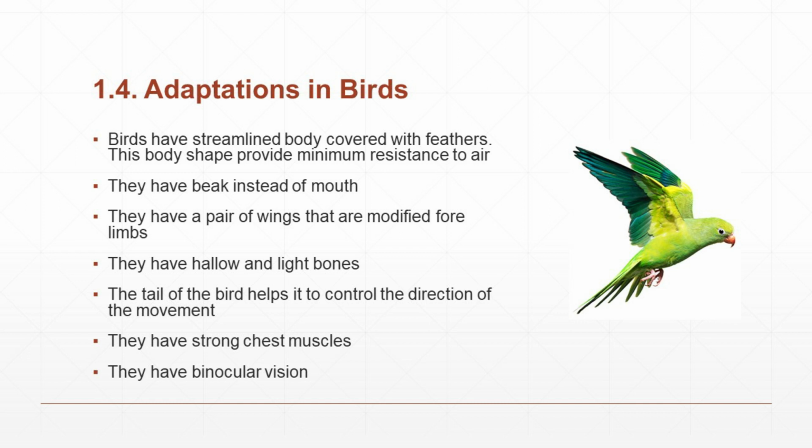Usually, birds fly, hop, move, run, etc. On the ground, they perch well on the branches of a tree with the help of a pair of clawed feet. The tail of a bird helps it to control the direction of movement. They have strong chest muscles which help them withstand the pressure of the air while flapping their wings during flight. At a time, birds can see one object with one eye and another object with the other eye. These are the adaptations birds have.